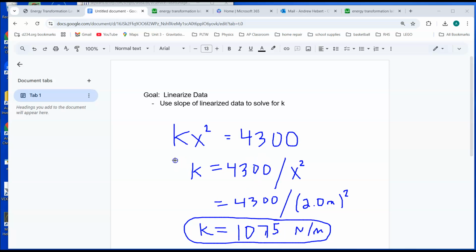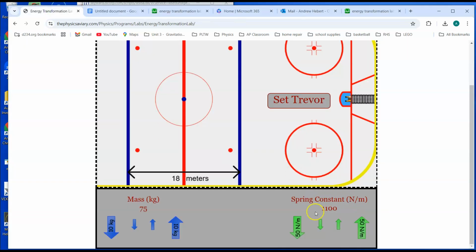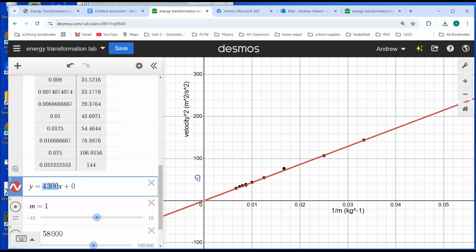So let me pause and go back to the energy transformation lab. So you can see here I was using a spring constant of 1,100, which is very close to the value I got using the graph.